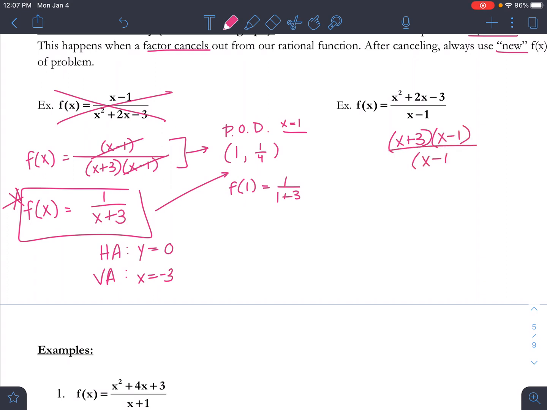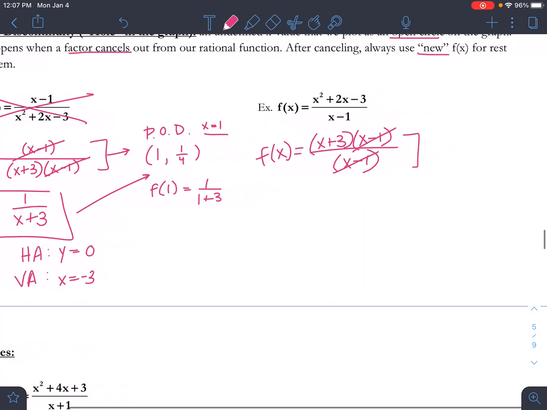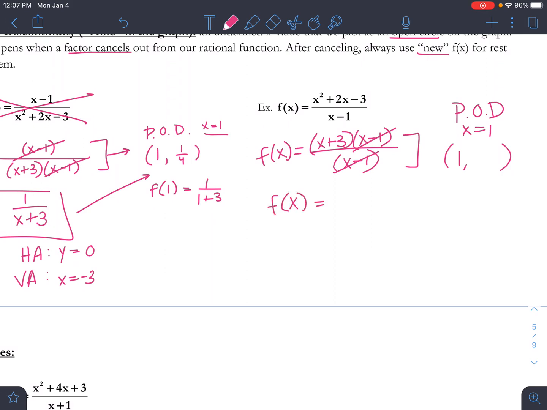So we factor. Notice it's just slightly different than the one we did. X minus 1's cancel. This tells us there's a point of discontinuity at x equals 1. Okay, 1 comma something. And what do I have left, guys? Notice I have left x plus 3 over nothing, or over 1. This is just a line. So are there any vertical or horizontal asymptotes? No. So there are no asymptotes here.